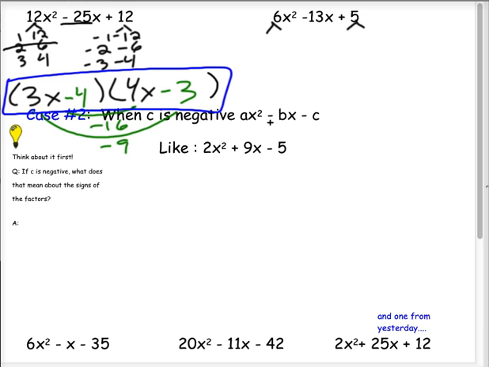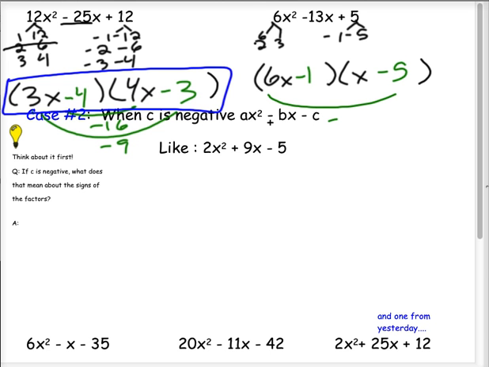Okay? Now, let's try this one. Again, my first step, I'm going to break it up. 6 and 1, 2 and 3, 1 and 5. And again, notice, because of that negative 13x, I know that I'm looking for two numbers that are adding to be negative, so I know both of those must be negative. So I'm going to start with that first structure, looking at 6x and x. And I'm going to see if I can make this work. So negative 1 and negative 5 give me negative 30, negative 1. Well, that's too much. That's negative 31.